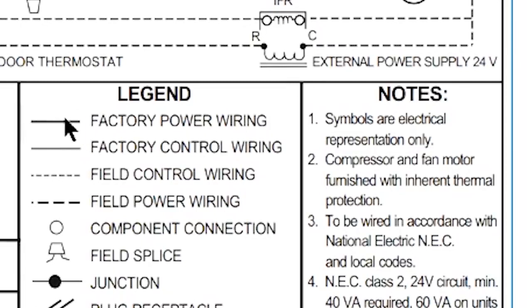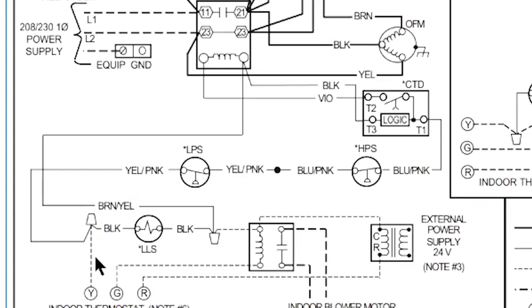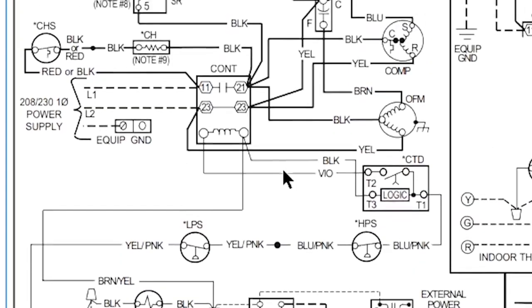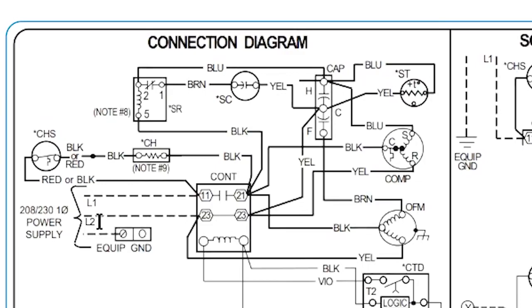Factory power wiring is a solid line. Factory control wiring is a lighter solid line. Field control wiring, dashed line. So when you see dashed lines like these here, these are lines that you would have to actually add. When you see these little dashes, these are lines that you would be wiring in the field. And when you see solid lines, these would be lines that are inside the actual appliance. So if you see these dashed lines here, these are your high voltage lines that you're actually wiring in.